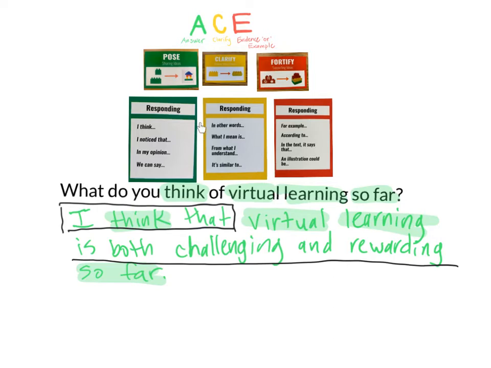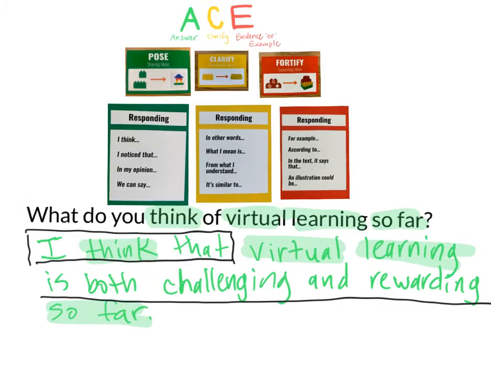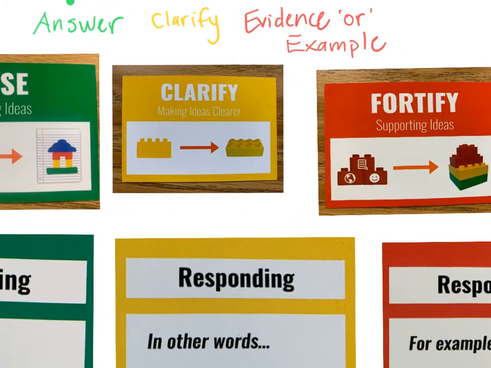Let's take a look now at the clarify card. As you can see, it's about making ideas clear. Speaking of clarity, let's zoom up and look at what that says. It says clarify, making ideas clearer. So you go from a non-shaded, super two-dimensional object to this three-dimensional block. When you clarify, you take something that's not very well defined and you define it.